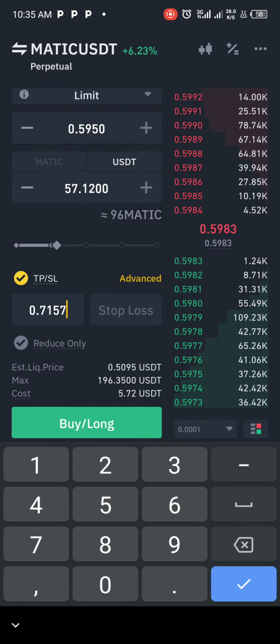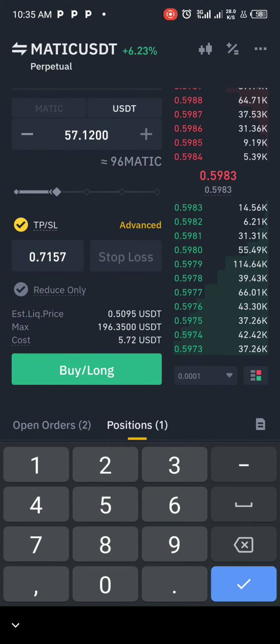So next thing is stop loss. I can decide to set this one at 0.5057, telling them that if this trade goes against my analysis and it goes to this portion, close it so that I don't lose much.